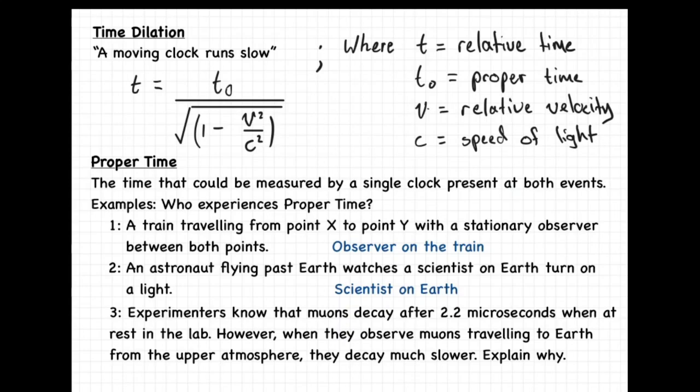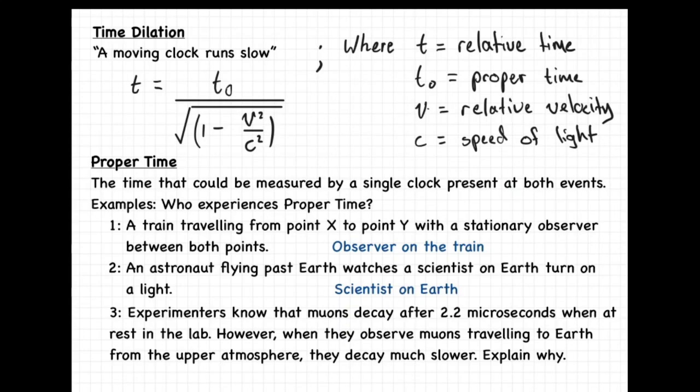But when we actually observe them being created in the upper atmosphere and blasting down to Earth, we see them moving at incredibly high speeds relative to us. They are experiencing their proper time, which for them is 2.2 microseconds. We are experiencing dilated time when we watch them. We see that their clocks are running slower. 2.2 microseconds has not passed from us watching them. Okay?